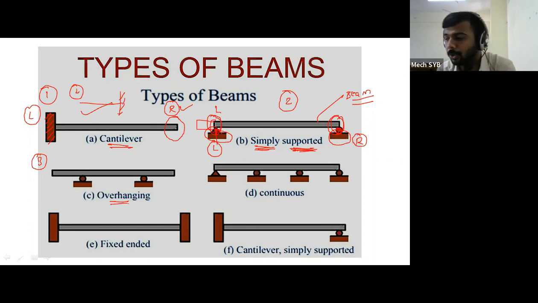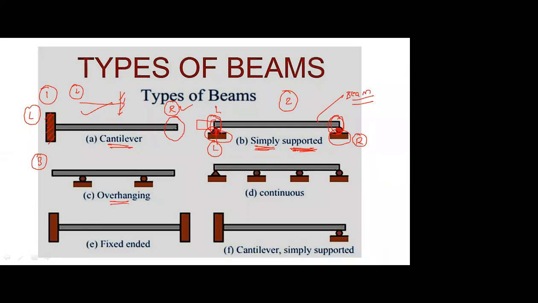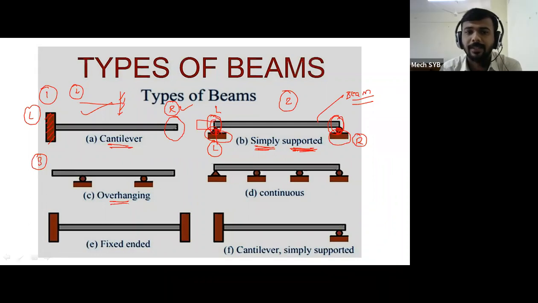So what will be the definition of the overhanging beam? End portions are extended beyond its support. Correct. What is the definition of the overhanging beam? The beam whose end portions are extended beyond the support. म्हणजे सपोर्टच्या बाहेर येऊन जर बीम एक्सटेंड झालेला असेल, मग तो एका साइडला असू द्या किंवा दोन्ही साइडला असू द्या, that beam is called an overhanging beam.